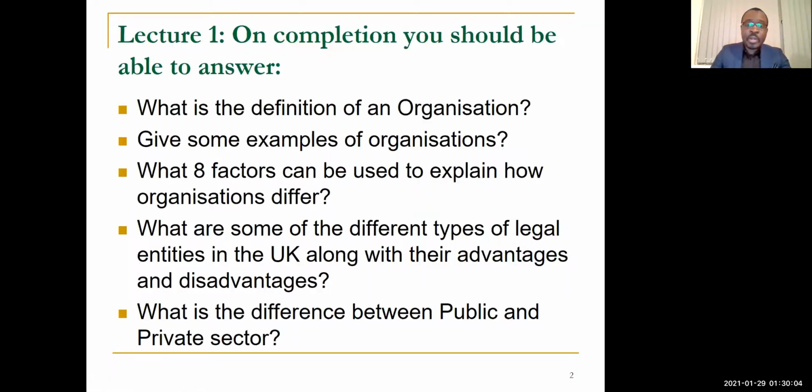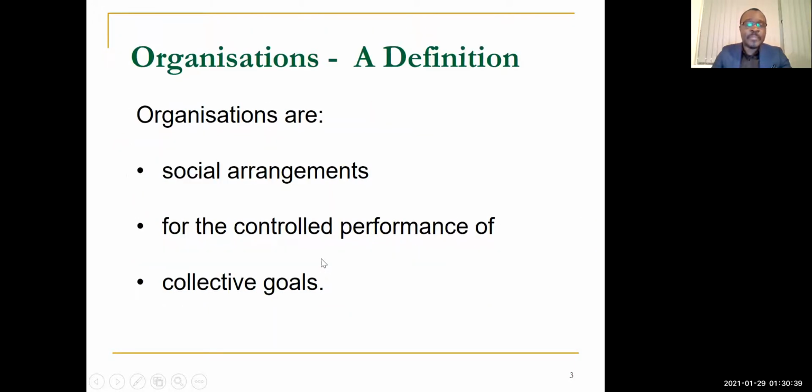Okay. So what are we going to look at over here, right? In essence, we're looking at the definition of a business organization. Like I said, we look at some examples and how to differentiate one organization from the other. Okay. And then what factors will cause us to see one organization as different from the other? We look at the typical UK legal regime systems and companies that fall within the UK regime, the advantages and disadvantages, and how to also differentiate a public sector organization from a private sector one.